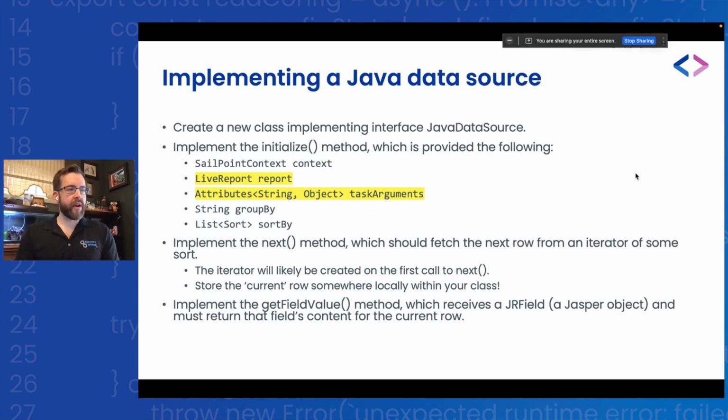So this is basically what I just said, only in text form. These are the things that you get in the initialize method, and the ones I have highlighted here are really the important ones. You actually get the live report object. The live report has a lot of stuff on it, and you can take any of that stuff and do whatever you want with it. But you have to do it in initialize because you will never see this object again. The same thing applies to the task arguments. These are things that are actually passed into the report, including user inputs and other data, any kind of configuration on the task definition.